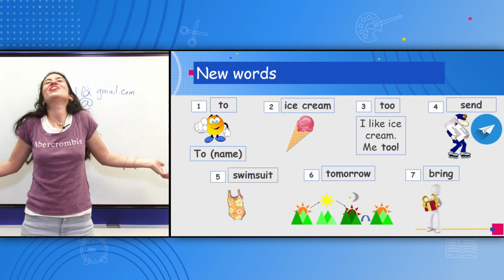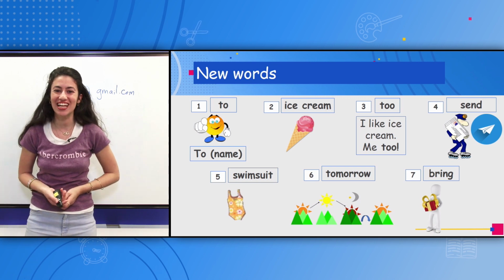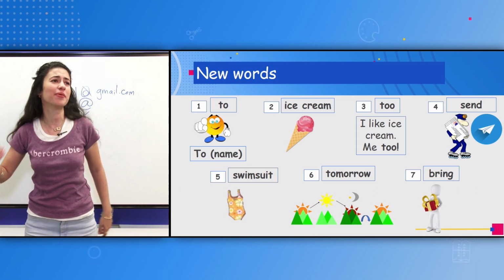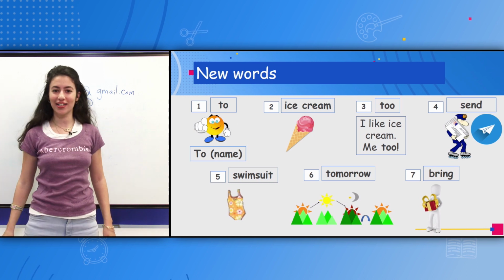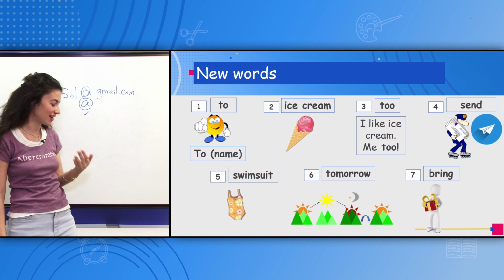Number 2, I know you love it. Yummy, yummy, yummy. It's ice cream. Say ice cream. Good job. I love ice cream. Excellent.